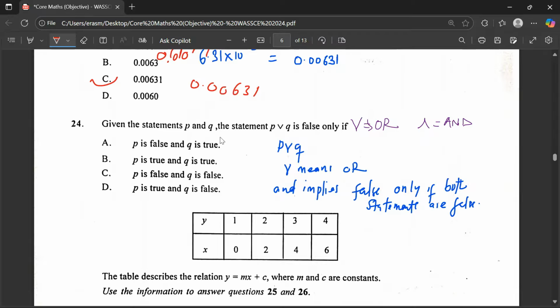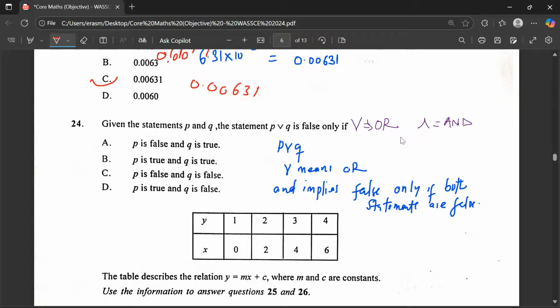Now, given the statement P and Q, the statement P or Q is false only if, now, this symbol means or, and when it is turned upside down like this, that is what? And, logical and. This is logical or.